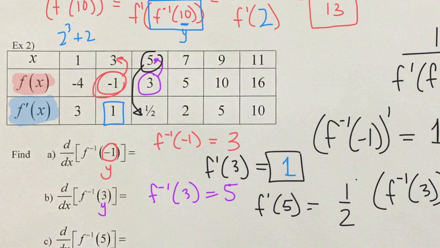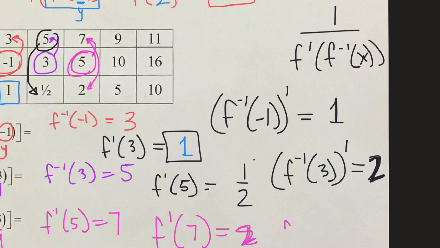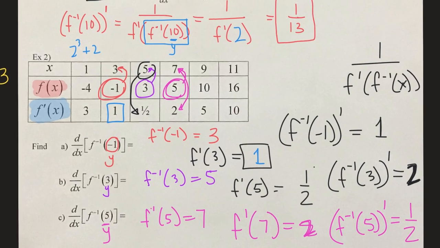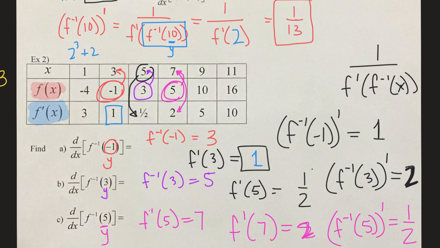Let's see, one more of these types of problems. When the y value is 5, my x value is 7. So f inverse of 5 equals 7. So then what's f prime at 7? The answer is 2. So then my final answer, f inverse of 5 prime equals 1/2, the reciprocal of 2. Okay, so don't forget to reciprocate like I almost did on these problems.